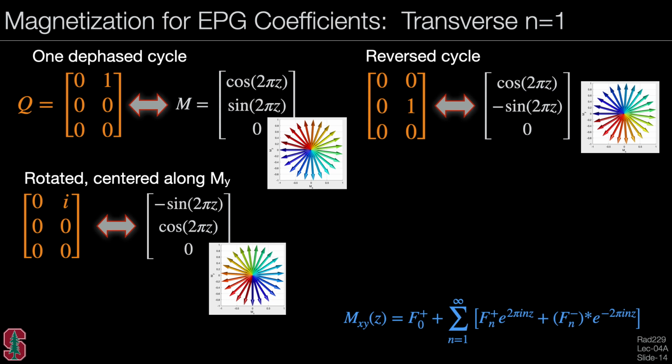Now we can also rotate this disk so that it is centered now along my, and in this case F plus of 1 is simply i, and that gives this disk that's been rotated from the above configuration.